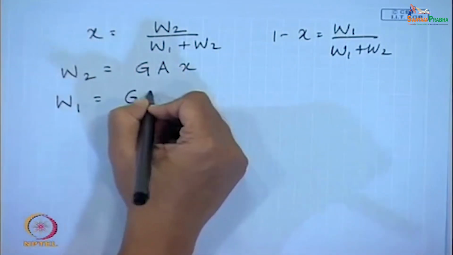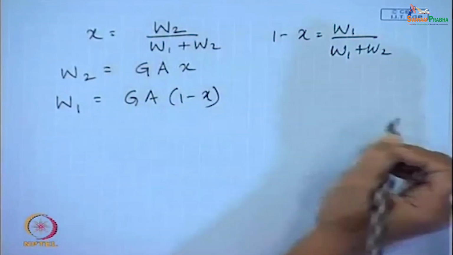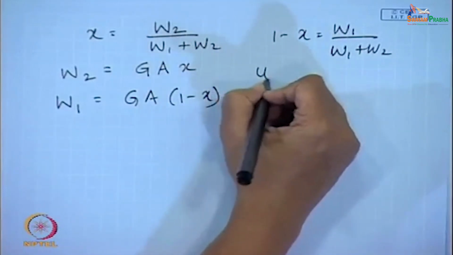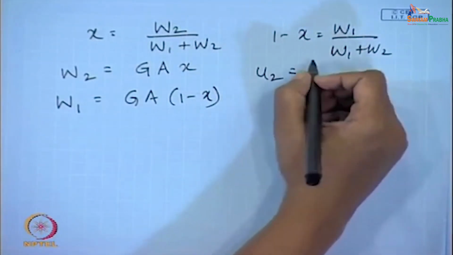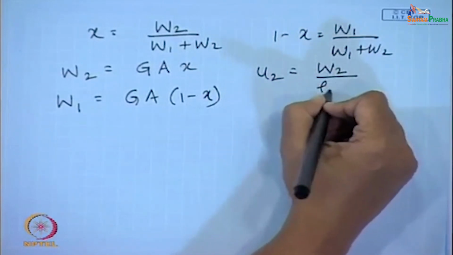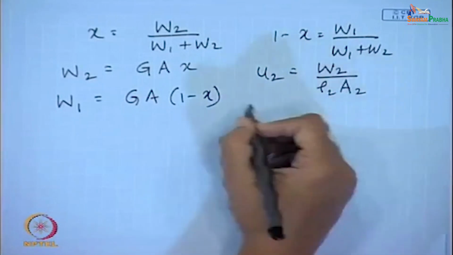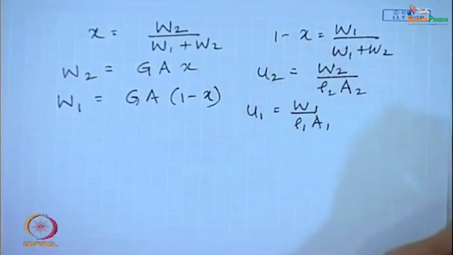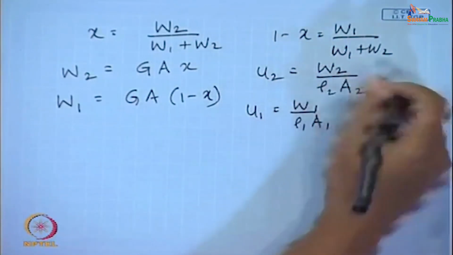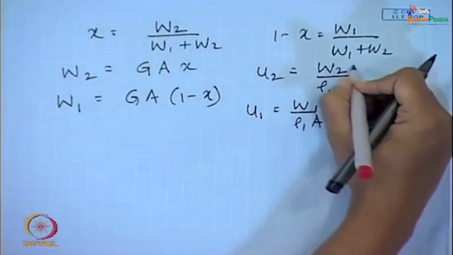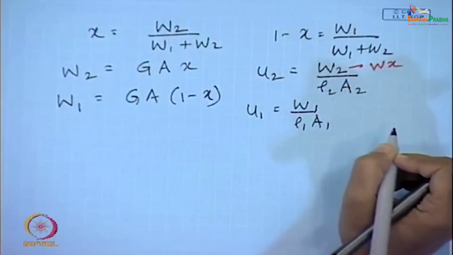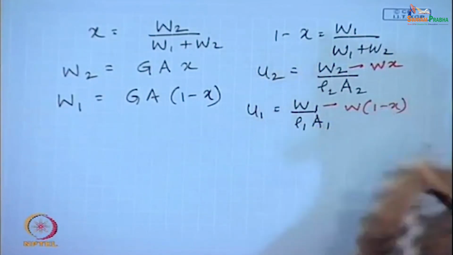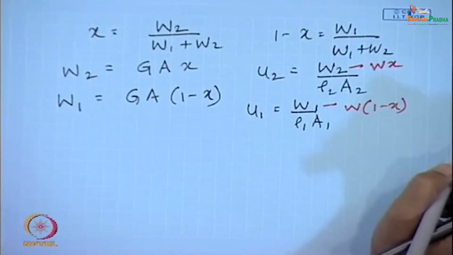W1 is nothing but G A into 1 minus X. Just tell me anywhere if you have any doubts. U2, what is the velocity? This is nothing but equal to W2 by rho 2 A2. U1 is nothing but W1 by rho 1 A1. So, instead of this W2, we can substitute W into X, yes or no? Same thing here, we can have W into 1 minus X, agreed?